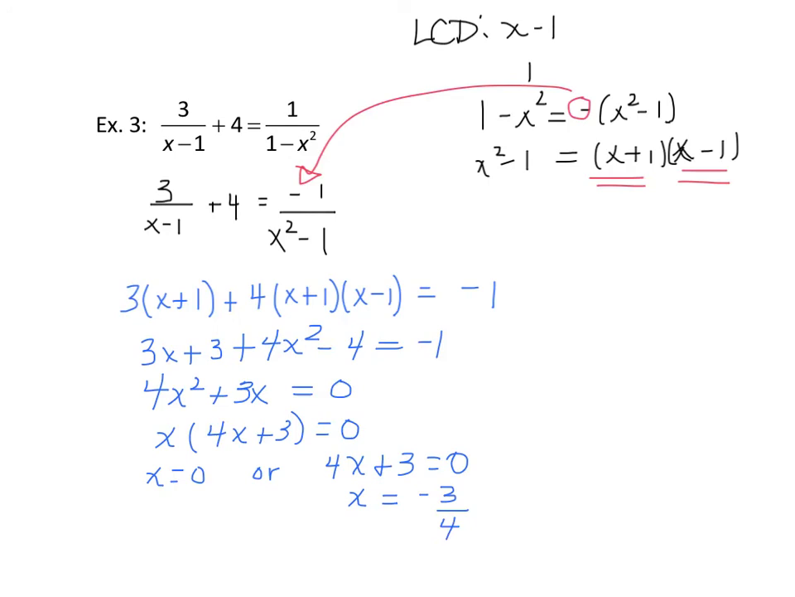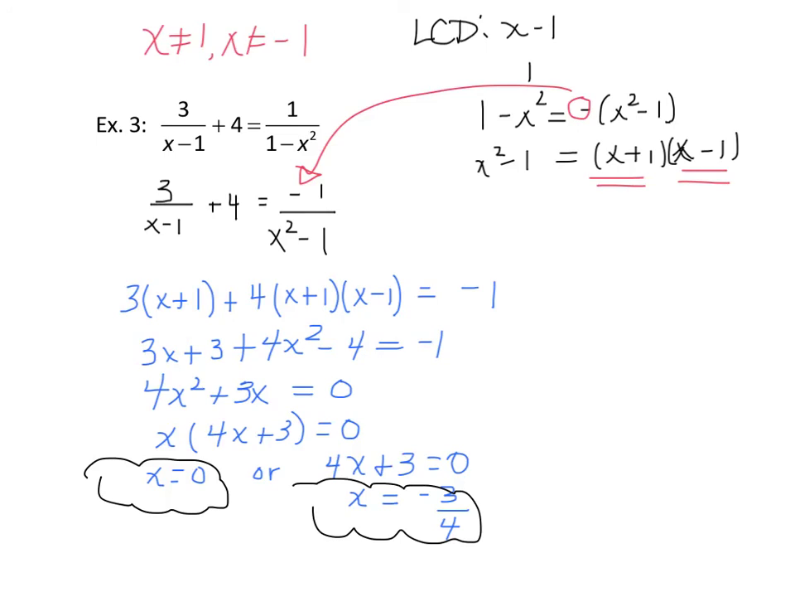If I go back and look at domain restrictions, x cannot be 1, x cannot be negative 1, and neither of these values violate that domain restriction. So in this case, I do have two solutions, either x equals 0 or x equals negative 3/4.